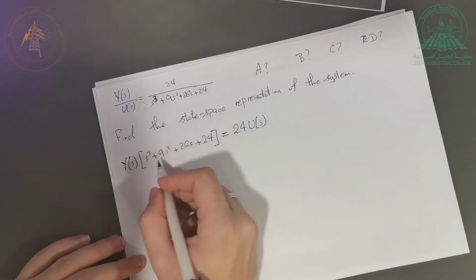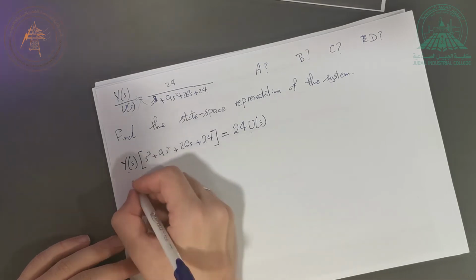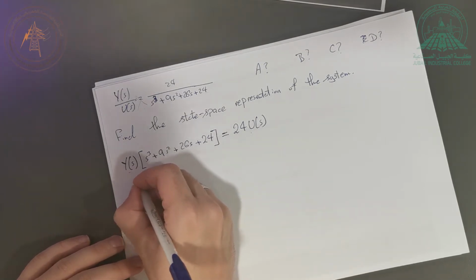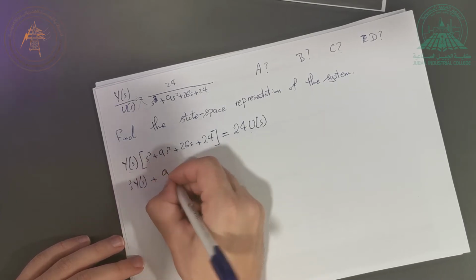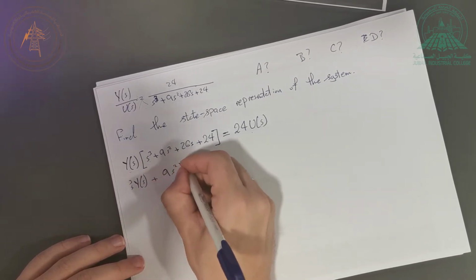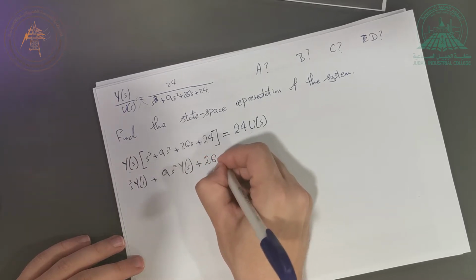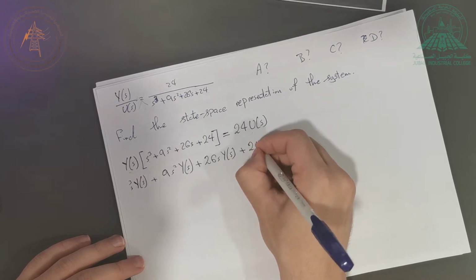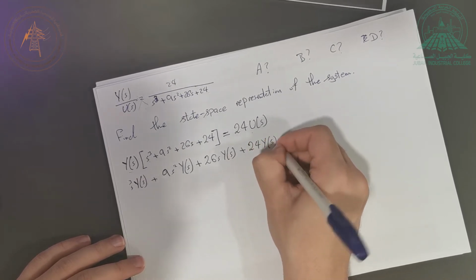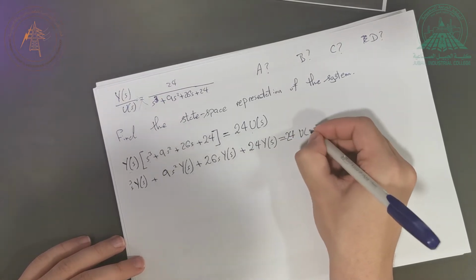Now what does that mean? It means that y is going to multiply by each of these terms, right? So this will give me what? It will give me y of s times s cube plus 9 s square y of s plus 26 s y of s plus 24 y of s equals 24 u of s.